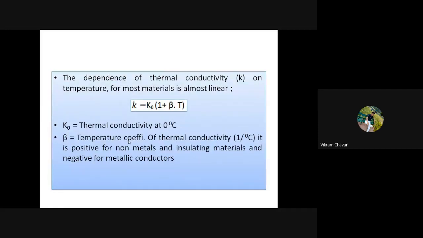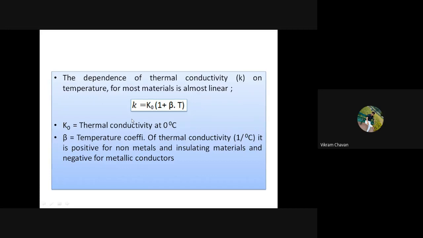Now here there is one equation: the dependence of thermal conductivity K on temperature for most materials is almost linear. Why is it linear? Linear means if you draw the graph of variation of thermal conductivity with respect to temperature, you will get a straight line. So we have to draw the graph with respect to this particular equation.